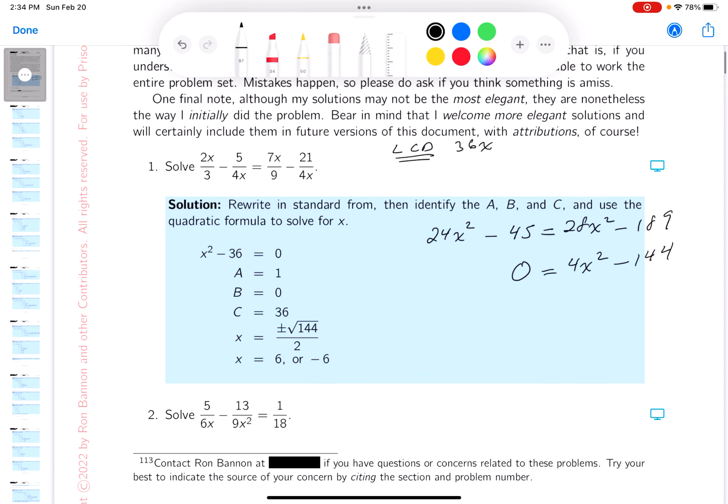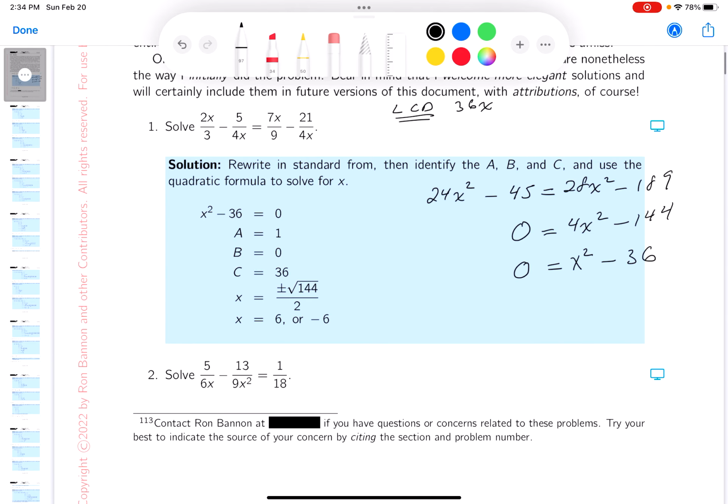Now what I'm going to do, I'm actually going to divide both sides by 4 just to make it easier numerically. What do you get over here? 1x squared minus, well, 4 goes into 144 36 times. Now granted, fairly simple equation to solve. What I mean by that, you can use the square root rule, and x squared would equal 36, or x equals plus or minus 6.